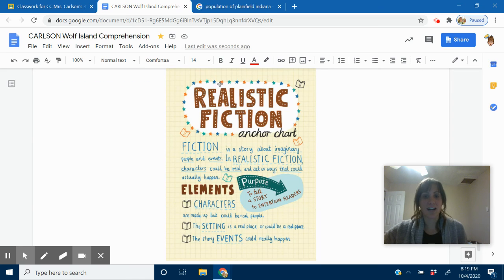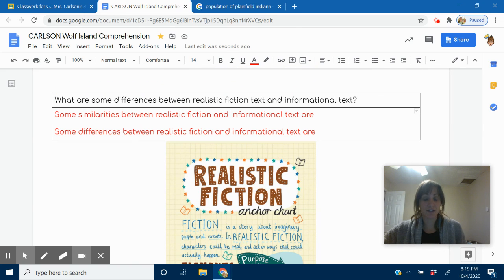You can use this anchor chart that will show you what realistic fiction is, and then you will think about realistic fiction and informational text. And remember that informational text is nonfiction, so it's true, real things, and usually it's facts. The author writes informational text to teach you about something that you want to learn about.